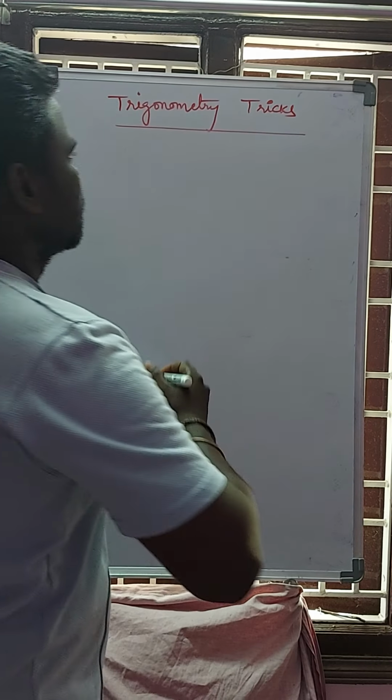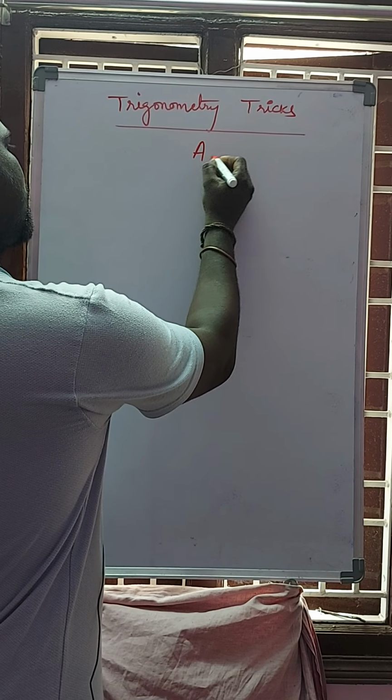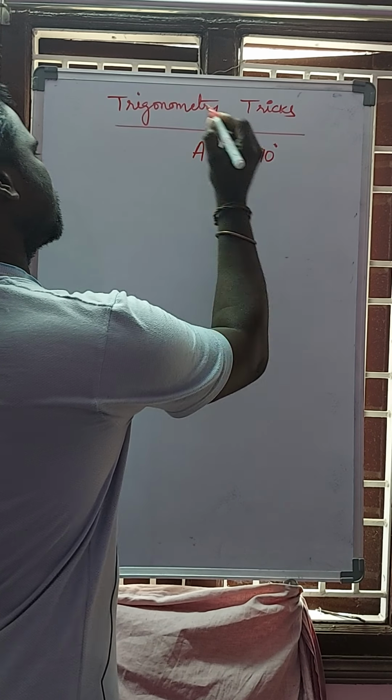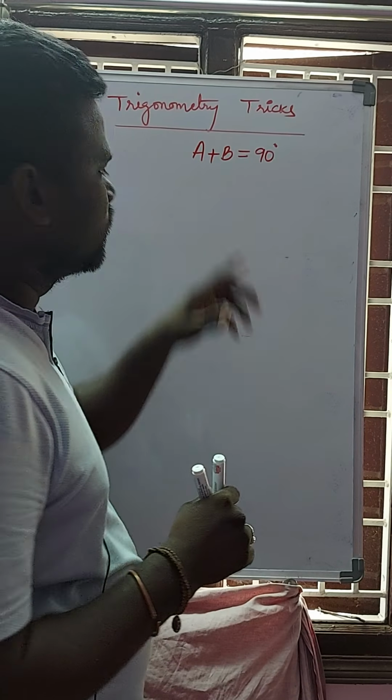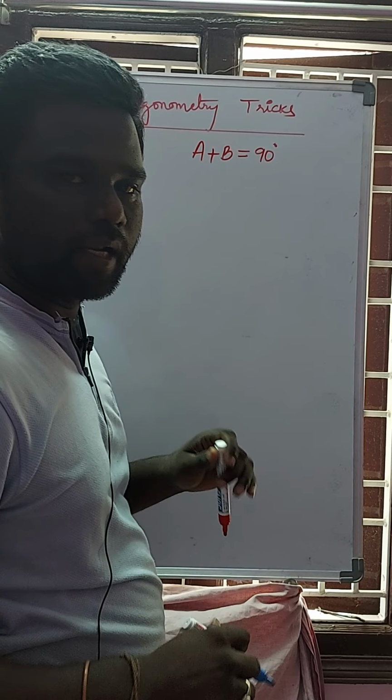So first one is complementary angles. What is meant by complementary angles? If the sum of any two angles equals 90 degrees, then those angles are said to be complementary angles. So here A plus B equal to 90, so A and B are called complementary angles.